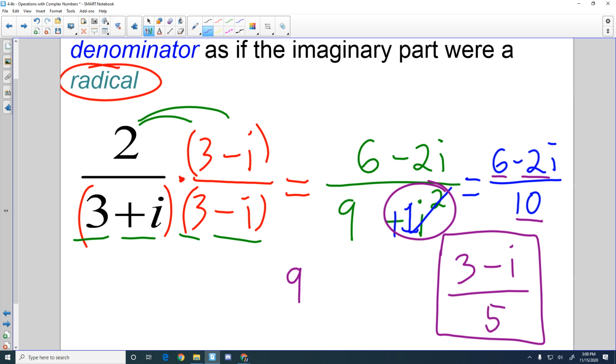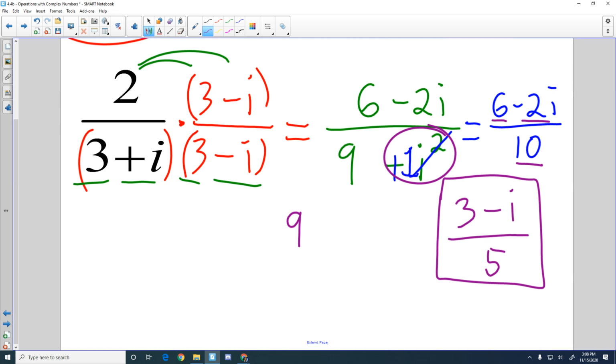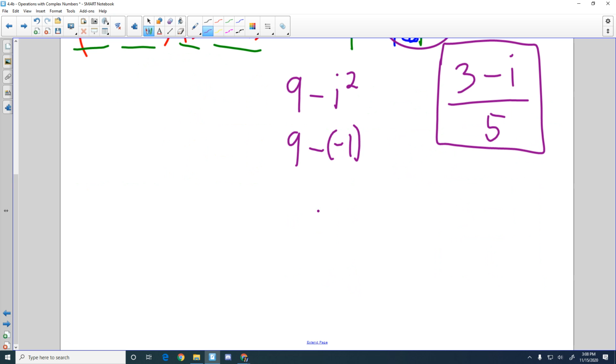So here's another way. I'm going to show you each of those steps. So first, 9 minus I squared. But remember that I squared is a negative 1. So I've got 9 minus a negative 1. If we're subtracting a negative number, that's the same as just adding a positive number. So that equals 10. So just to show you all those steps broken down. All right?